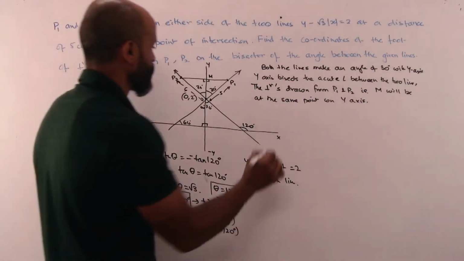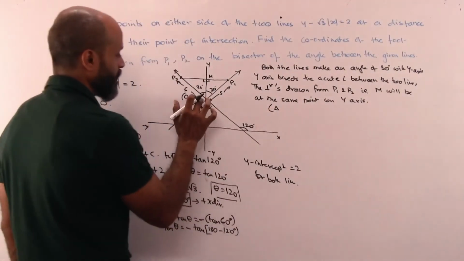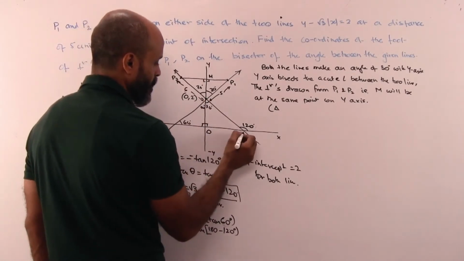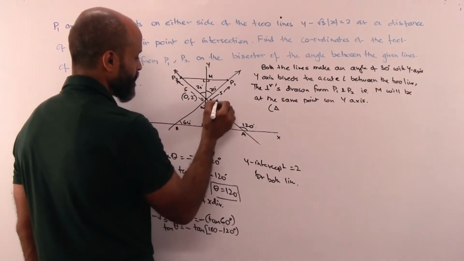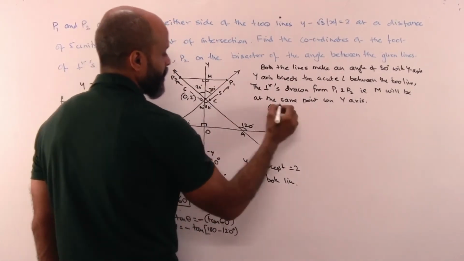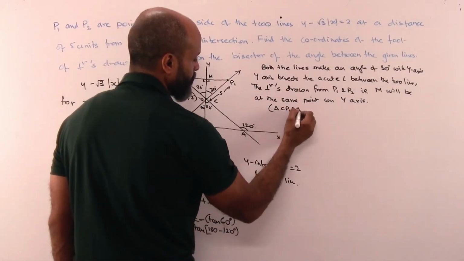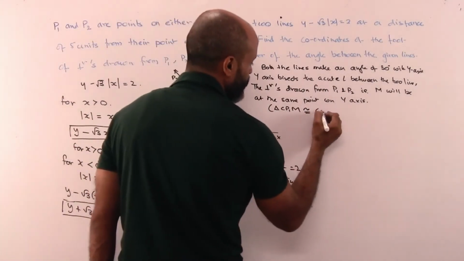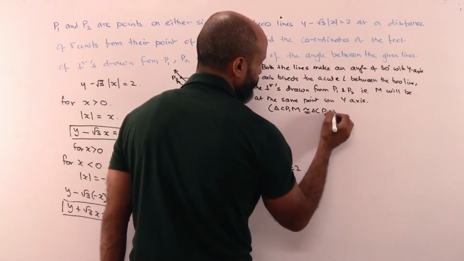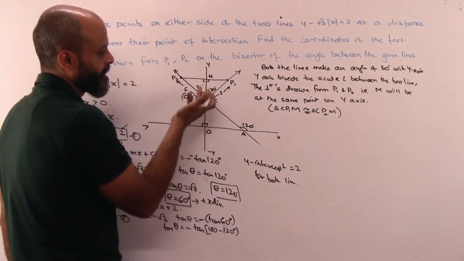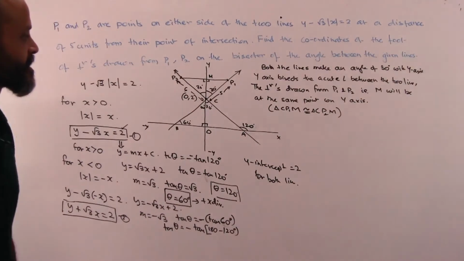Because if you see the triangle, let's say we name this as O, this is A, this is B and this is C. So triangle CP1M is congruent to triangle CP2M. We can see this for obvious reasons, SAS or RHS, anything.